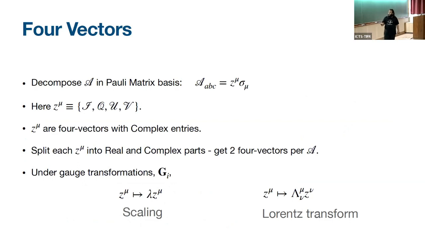So what we do is that we decompose this advariant in terms of the Pauli matrices, and that gives me a 4-vector. And this 4-vector is actually the Stokes visibilities. But these are 4-vectors with complex entries, so we split them into the real and imaginary parts and get 2 4-vectors per advariant. Now under gauge transformations, these 4-vectors can undergo 2 things. They can either be scaled by a factor, or they can undergo Lorentz transformations.